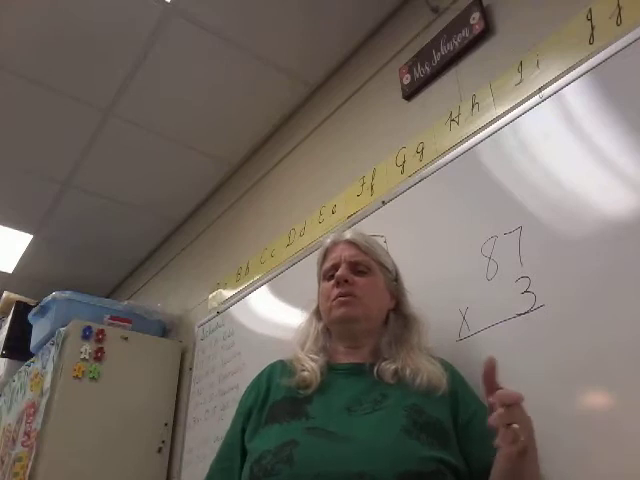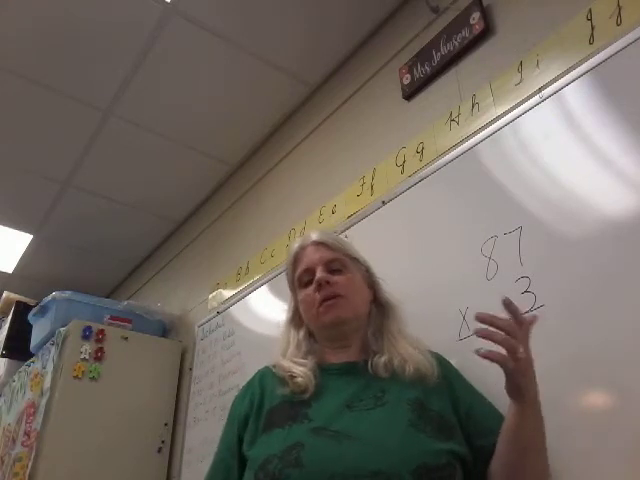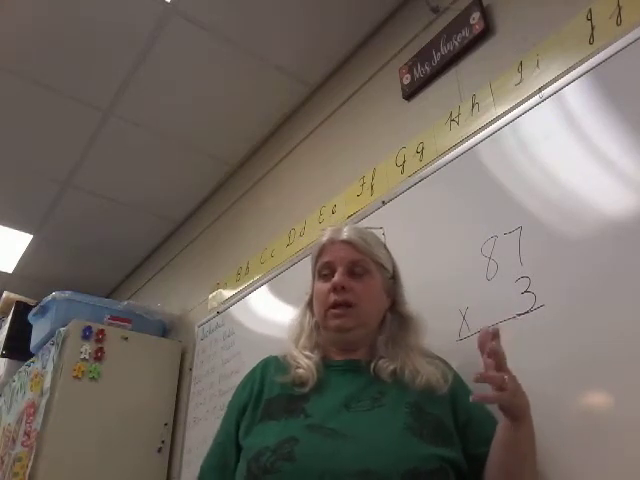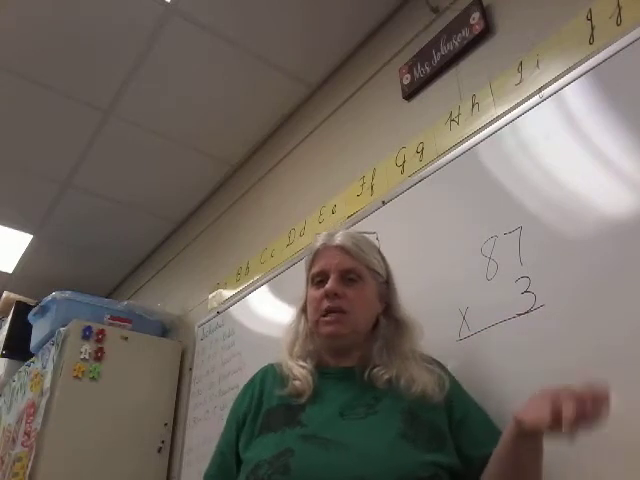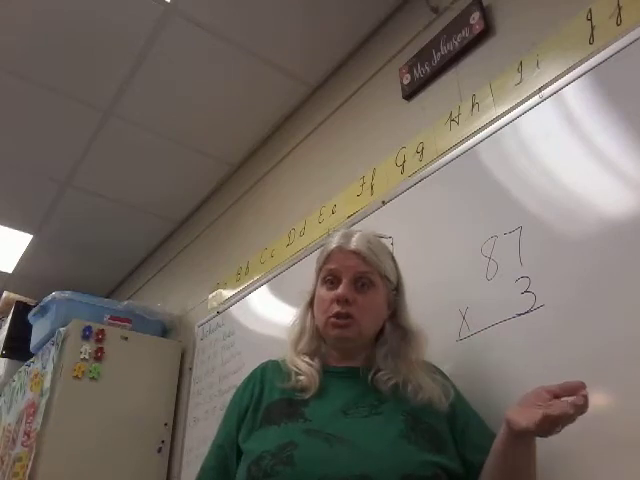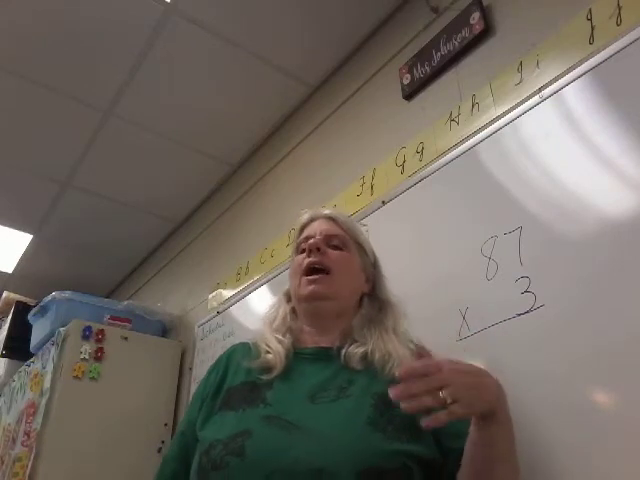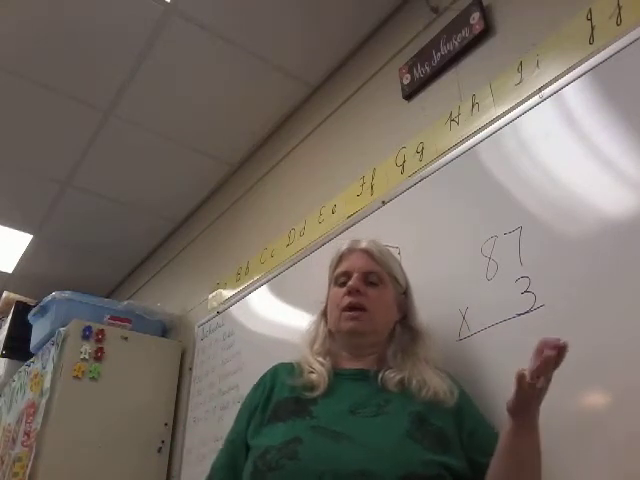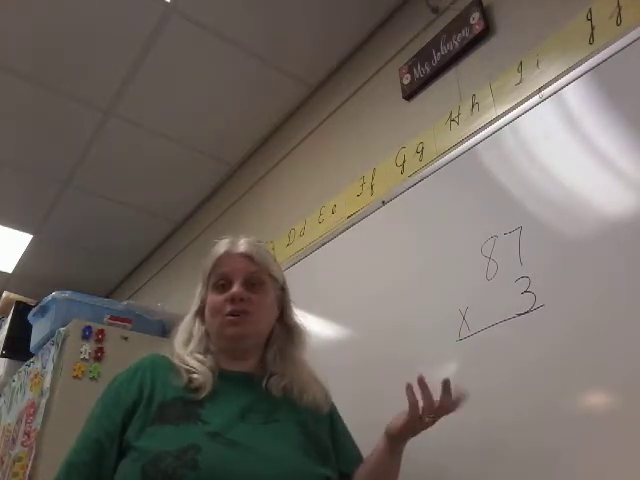This will help you, like if you go to the store and you say, I want to buy 4 candy bars, and they're 98 cents apiece. You can round that 98 to 100, which is $1, and see if you have enough money. Those are the kinds of times that you're going to use this.